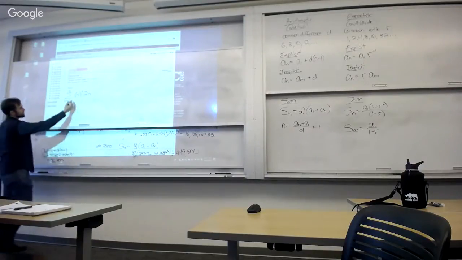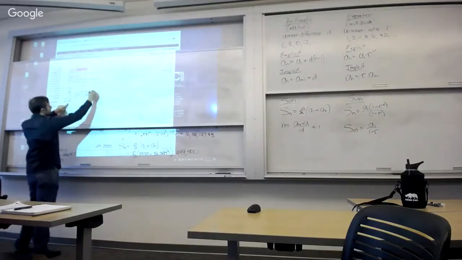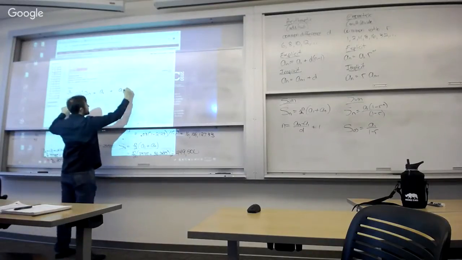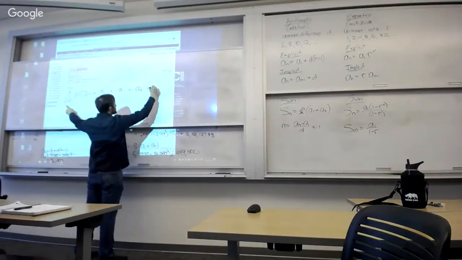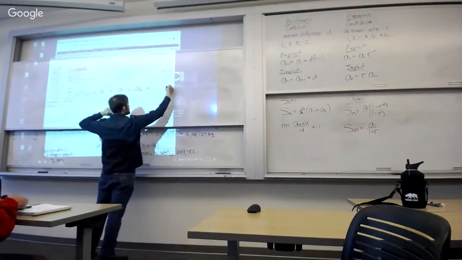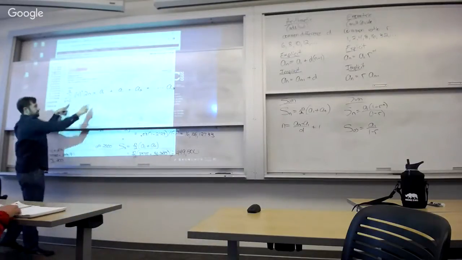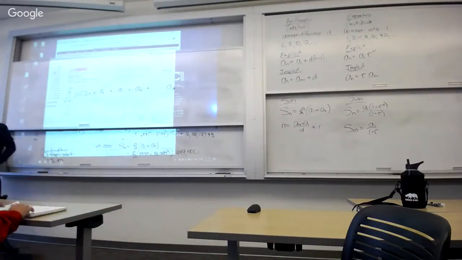So let's write out the first few terms. What if I write out, so we have here the 0th term, the first term, the second term, all the way up to the 18th term. Notice that we're actually starting with the 0th term. So how many terms are there in that sequence?